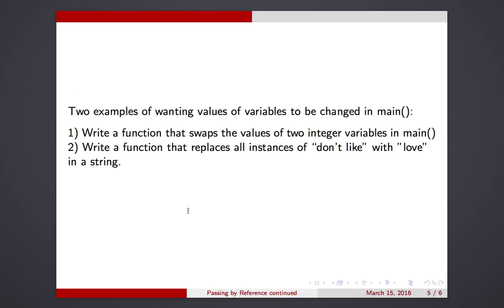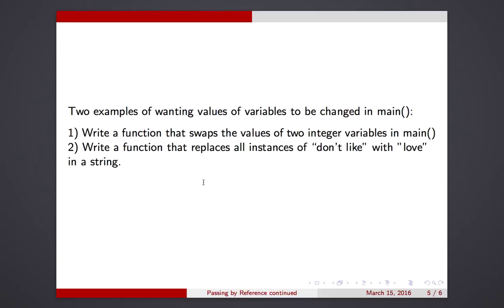So here are two examples of wanting values of variables changed up in main. First, I'm going to write a function that swaps the values of two variables. So if x has value 2 and y has value 3, I'm going to run the function, and then x will have value 3 and y will have value 2. So just swapping of values. And also I will write a function that replaces all instances of don't like with love inside of a string.